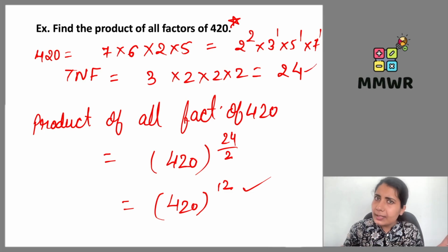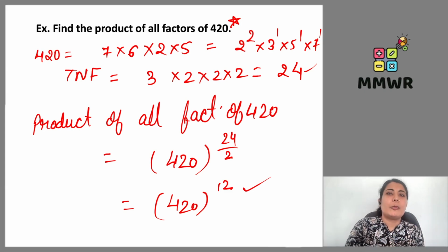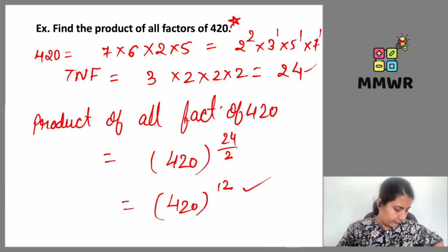So it's so easy. This is the easiest one among all. Of all the topics we have studied so far, this is the easiest. Right? To find the product of all the factors, we don't have to find the product separately for even or odd, or for perfect square and non-perfect square.